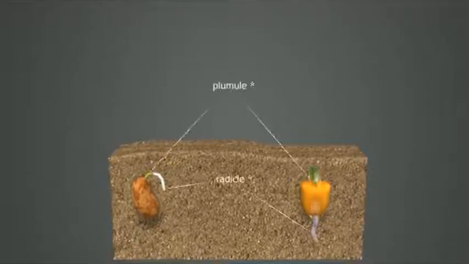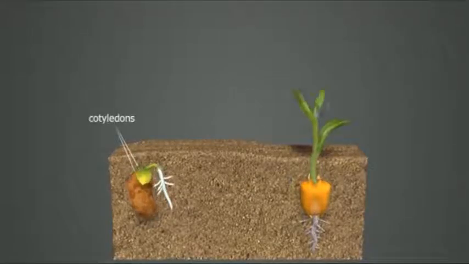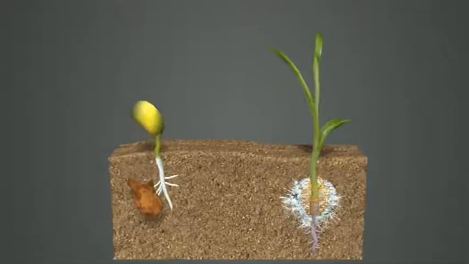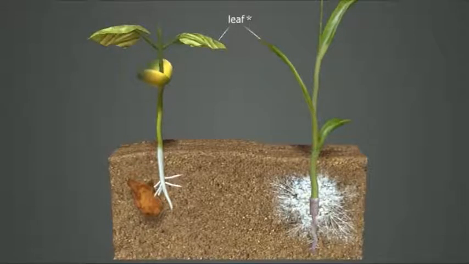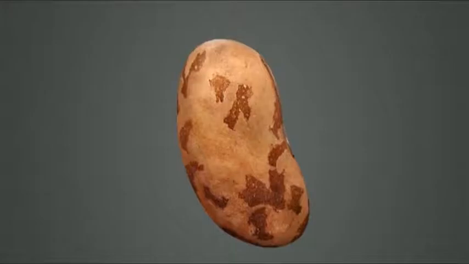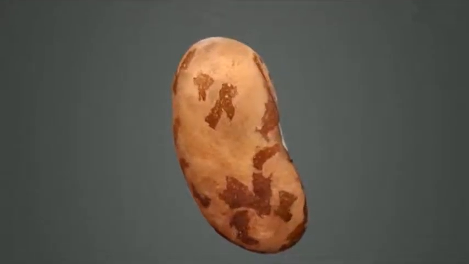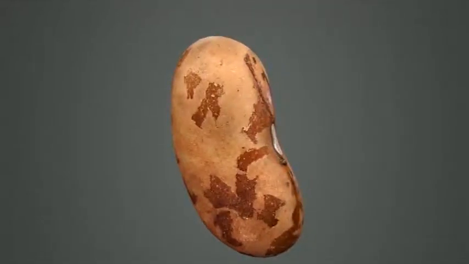Food in the seed feeds the embryo as the shoot or stem grows upward toward the light. The stem grows, leaves develop, and the roots spread in the soil. Now the seedling can make its own food.